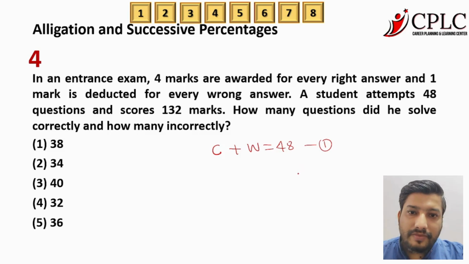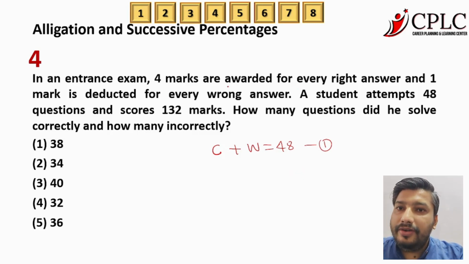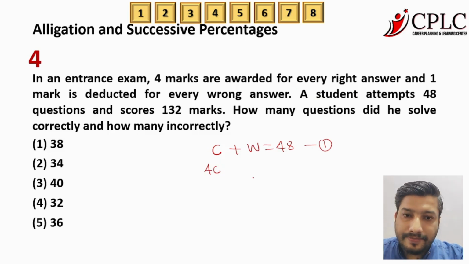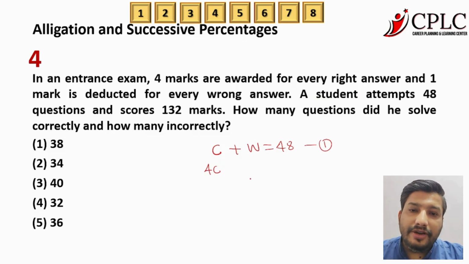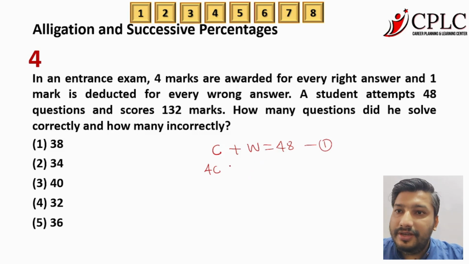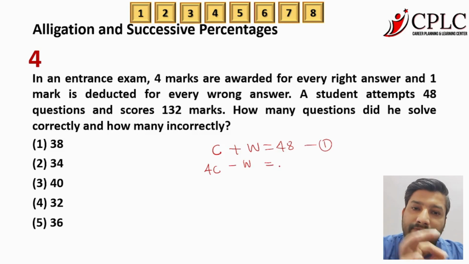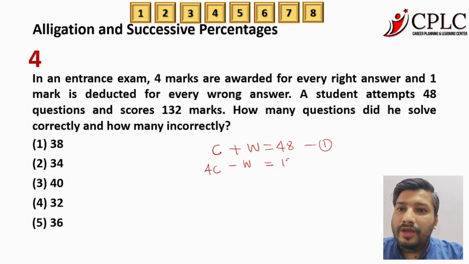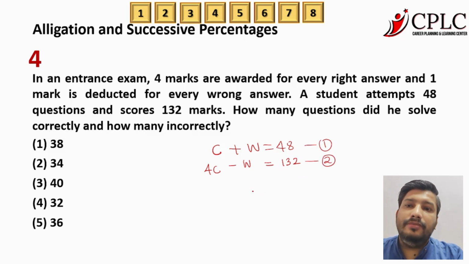The other equation we can form using the marking scheme. 4 marks are awarded for every right answer, so for C correct questions, the total marks will be 4C, and 1 mark is deducted for every wrong answer, so -W marks. After all of this, he is scoring 132 marks. So this is your equation number 2.